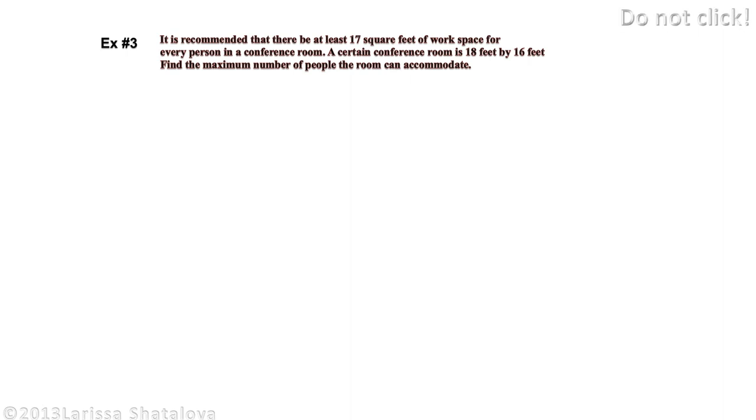It is recommended that there be at least 17 square feet of workspace for every person in a conference room. A certain conference room is 18 feet by 16 feet. Find the maximum number of people the room can accommodate. So we are looking for a number of people. Analysis. Let's start from the end.